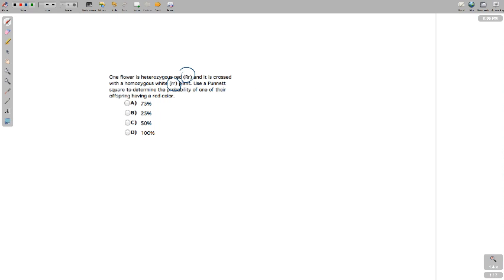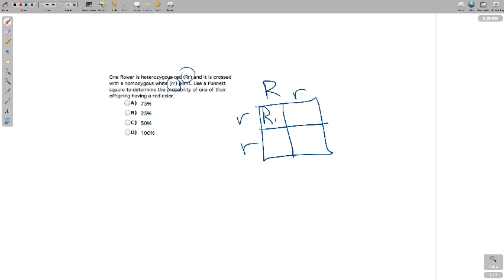Okay, here's how you do it. Big R, little r, little r, little r, and we make our Punnett square. Isn't that perfect? This is a red flower because there's a big letter there. This is a white flower. This is red, and this one is white. So this right here represents 50%. So the probability of having a red flower is 50%.